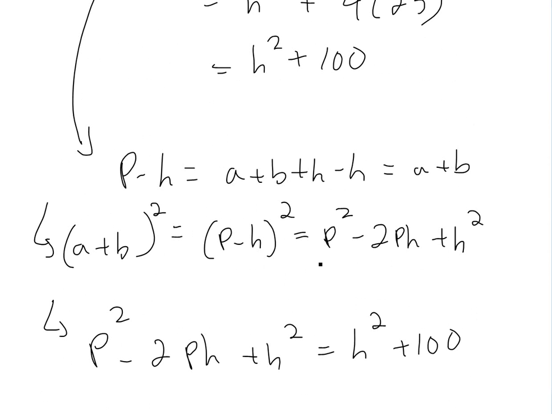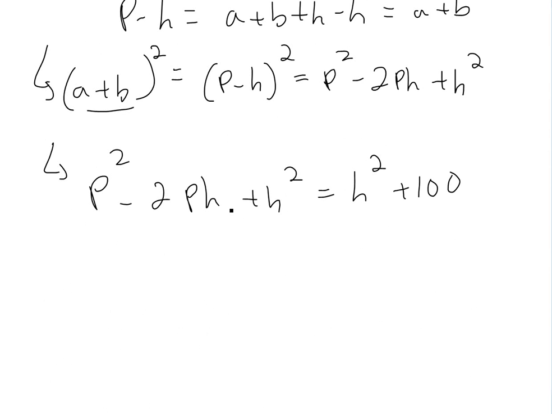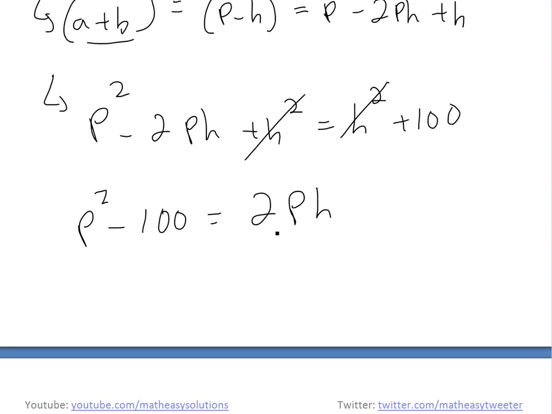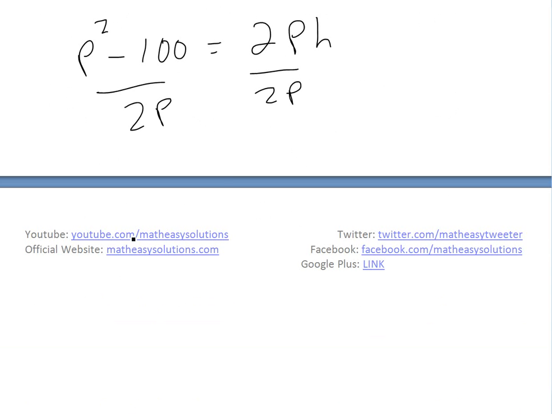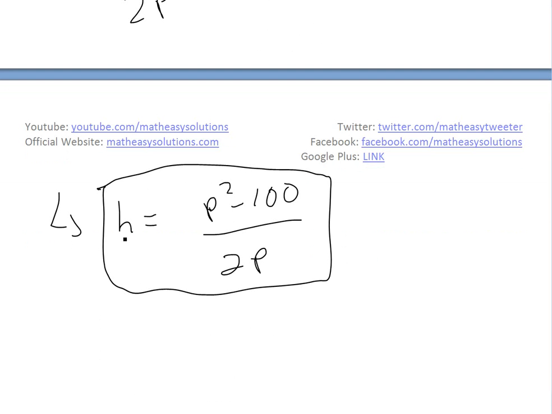We put these equal to each other because of this relation. Now we simplify and solve for h. The h squareds cancel when we subtract h squared from both sides. Moving things around, we get p squared minus 100 on this side and 2ph on the other. Now divide by 2p on both sides, and the 2p's cancel. We're left with h equal to p squared minus 100 divided by 2p. So now we've solved for h in terms of the perimeter p. That's a pretty interesting way of doing this.